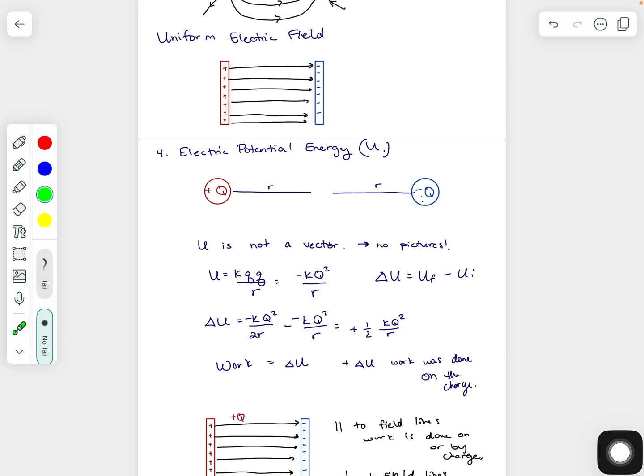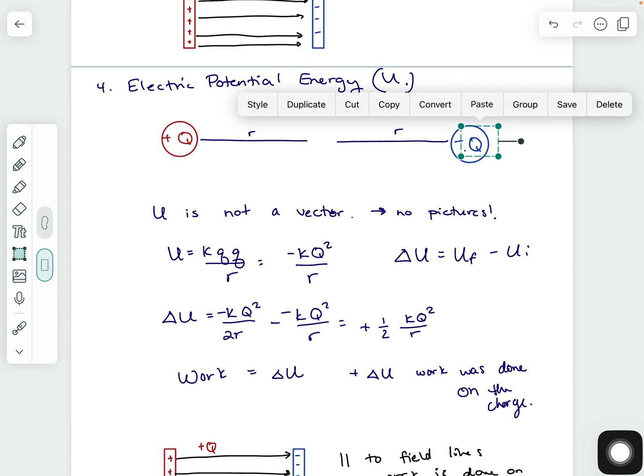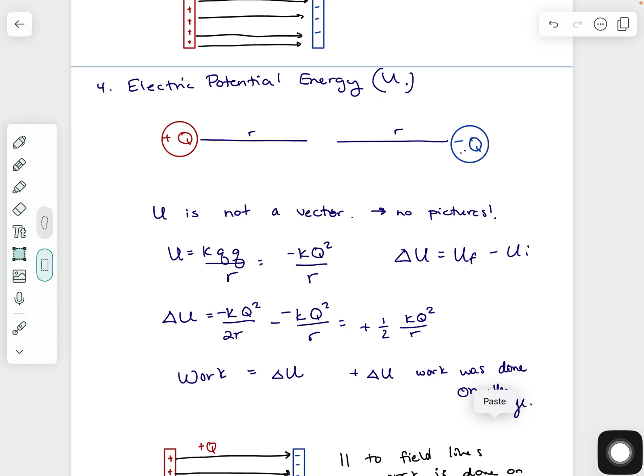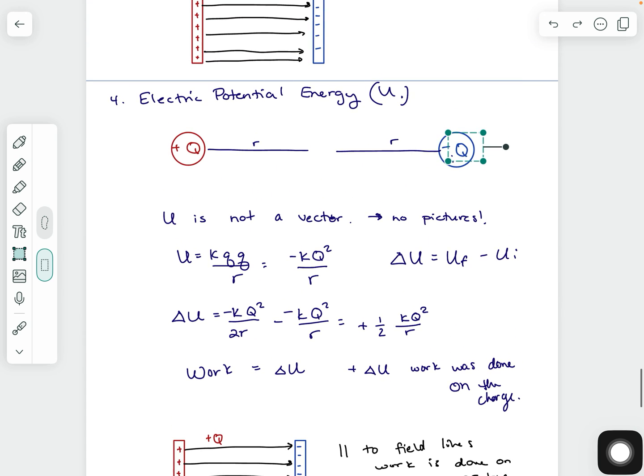And you can work out that math on your own, finding a common denominator. But what I end up with is positive work because this would never happen on its own. So something from the outside had to come and move it from here to here. So work was done on the charge. Negative work would mean it would do it on its own.